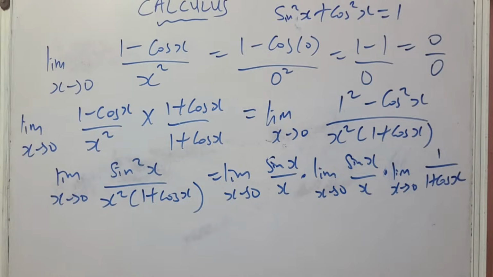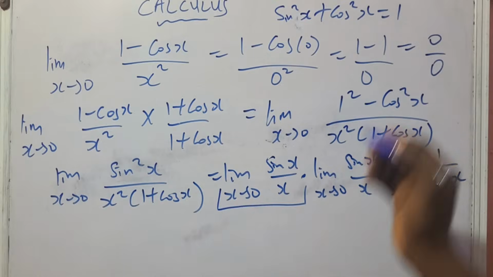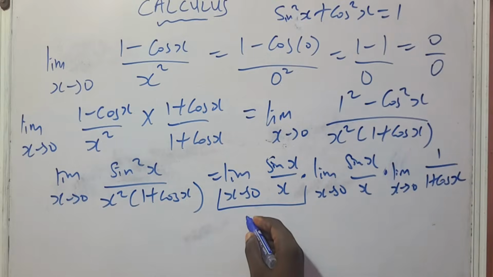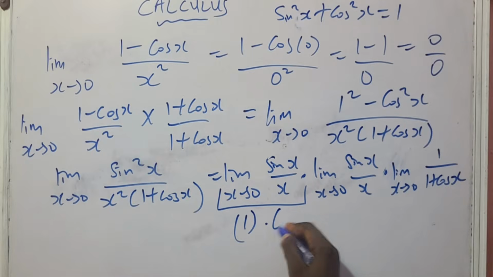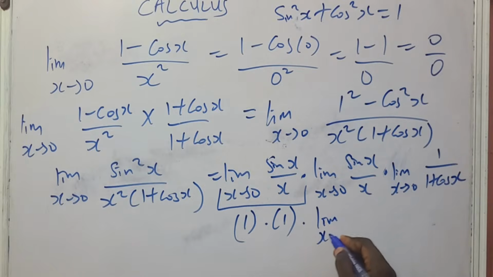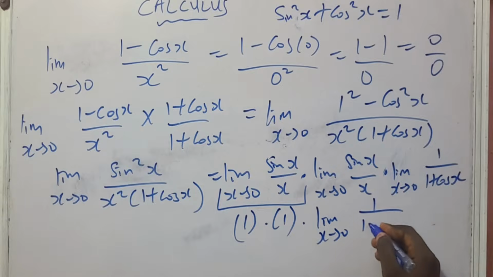Now, if you remember yesterday, we solved this particular question, the limit of x tending to 0 of sine x over x. That was one of the last things we solved yesterday. And if you remember when we solved this, we got our value to be 1. That means this whole thing was equal to 1. We have solved it yesterday. I don't want to waste time solving it. So that's 1 multiplied by 1 multiplied by the limit as x is tending towards 0 of 1 over 1 plus cos x.